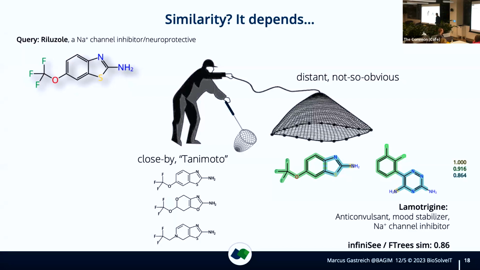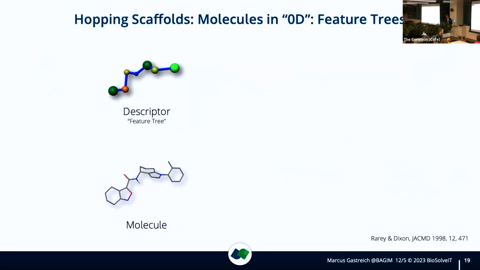So this also is a potassium channel inhibitor, and we have a feature tree similarity. I'll introduce this in a second. So a fuzzy similarity of 0.86. So a relatively high similarity, and still molecules that look very different. So depending on what we want to do, what we're up to, where we're standing in the project, we may want to fish close by, or we may want to fish further away. So I'm going to focus on this last thing for the next few minutes.